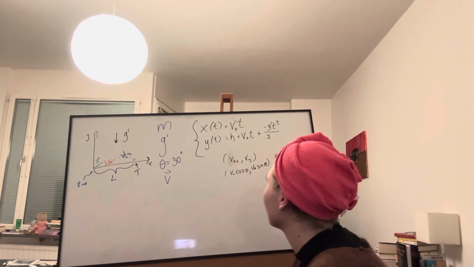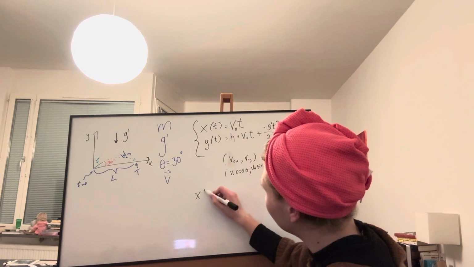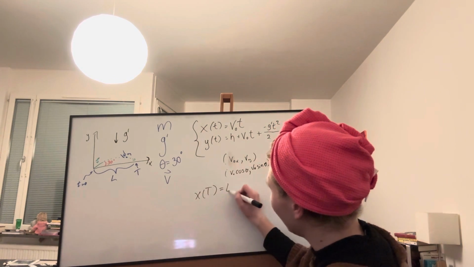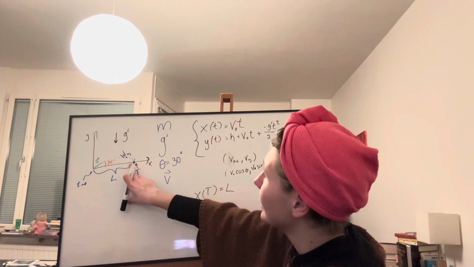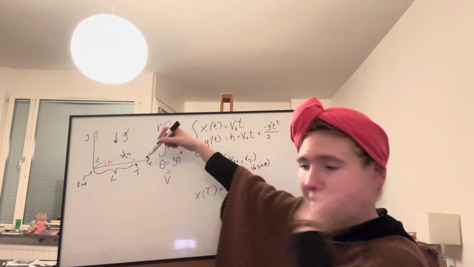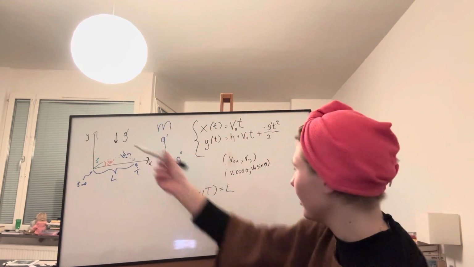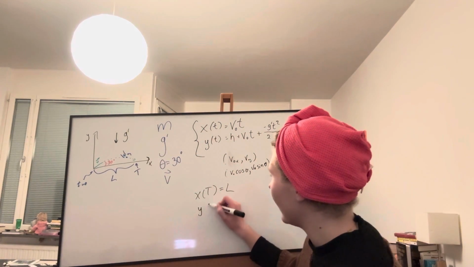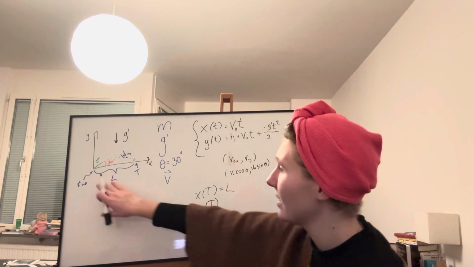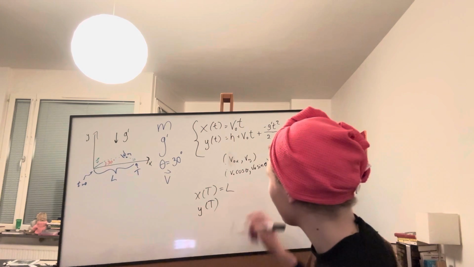Yes. So now we will set x at big T equal to L, because on the x-axis, when the mass falls down, that's the distance that we're looking for, while y at big T is equal to 0, right? Because now it's on the ground again.